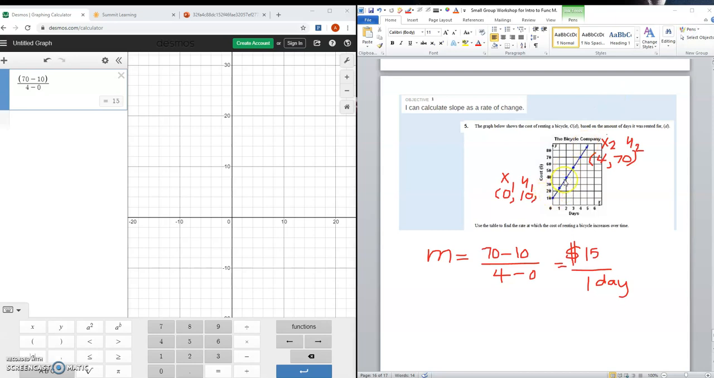Last and final example, you're going to again identify 2 main points. So these are the 2 points I have identified. I placed their coordinates. I labeled them X1, Y1, X2, Y2. I used the formula. I plugged it in on Desmos, and it gave me 15. So 15 means $15 per day.